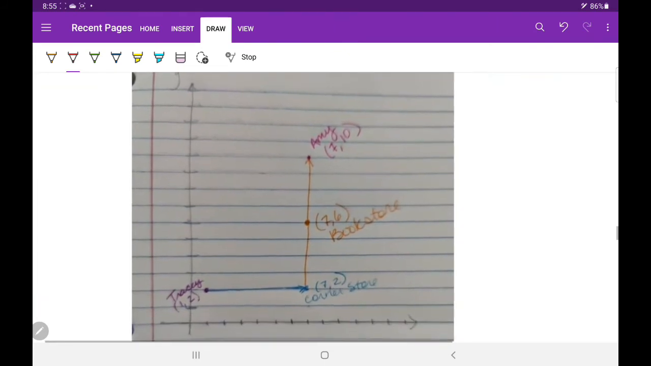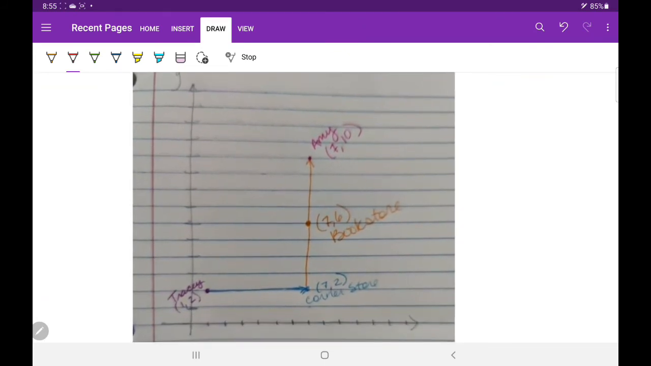Here is my example. I've got Tracy over here at 1, 2. I've got the corner store at 7, 2. We go up to the bookstore at 7, 6. And I've got Amy's house at 7, 10. And notice I used the color. When Tracy went to the corner store, I used blue because that's a blue point, and then orange when she was going. Notice it doesn't say that she stopped and hung out at the bookstore or changed or whatever, but she went there on the way to Amy's house. So there wasn't any circling back.